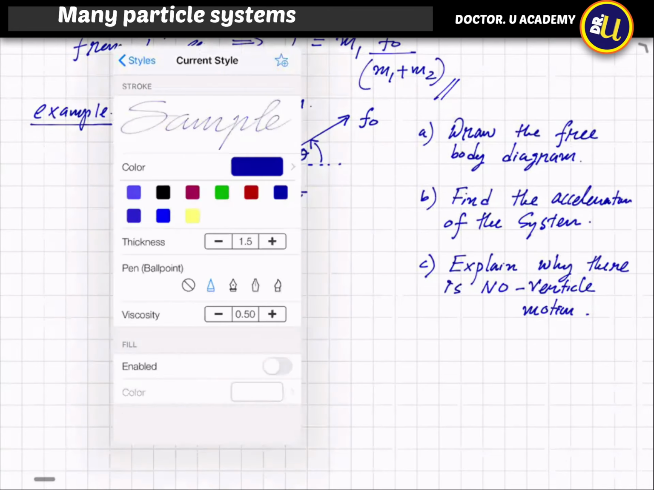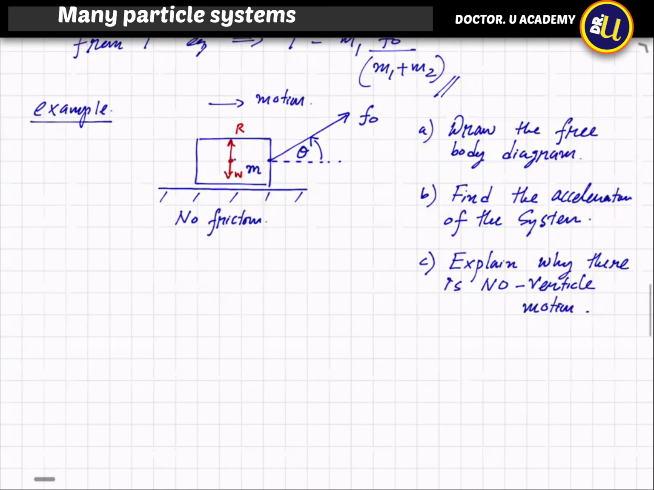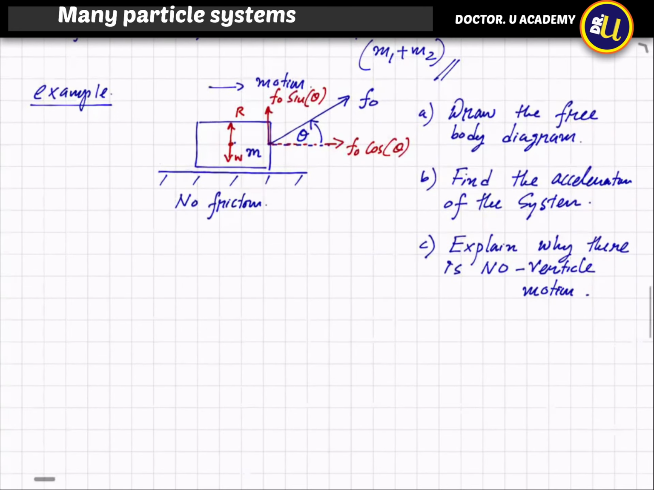Okay, so in this question, first of all we had to draw the free body diagram. Fortunately we have only one mass here. Now here you have W, the weight, and the reaction force or normal force. The normal force is R, weight is W. Then if you want, you can resolve this way, right? So this is F0 cosine theta. Then there is another force this way, F0 sine theta. That is the vertical force, right?